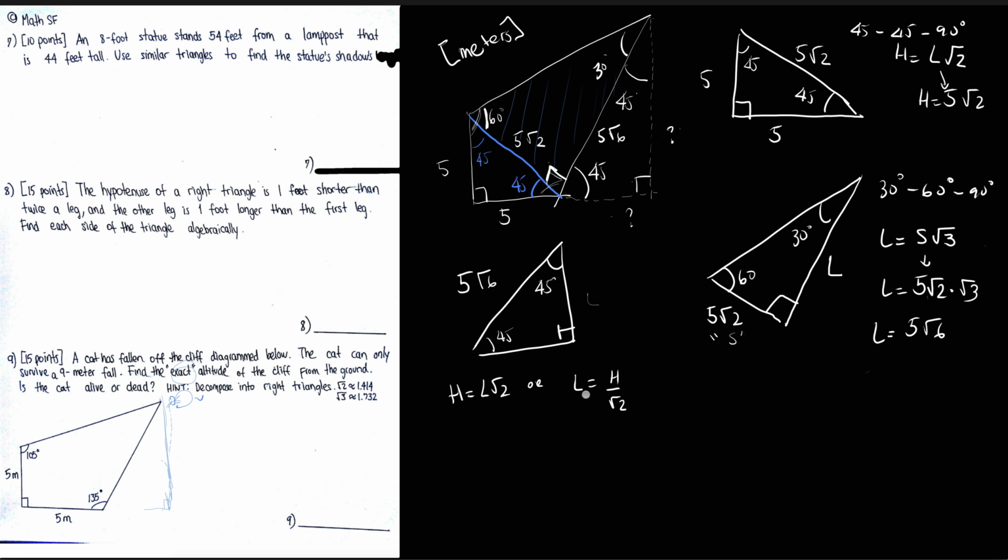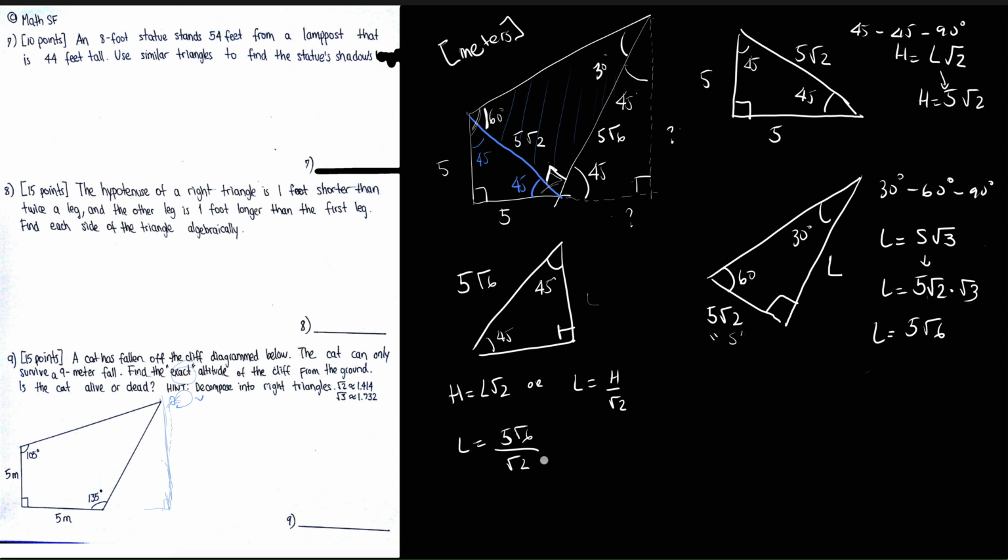Let's see what we can do to get that particular leg. So h root 2. Let's do that. L, which we don't know, is equal to hypotenuse 5 root 6 over root 2. I need to reduce some things here.